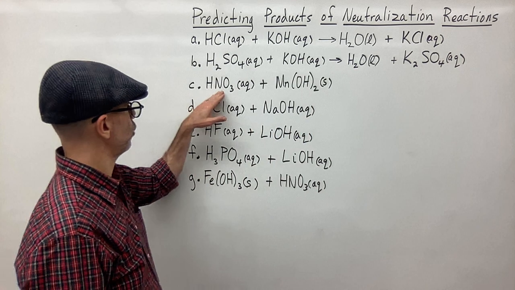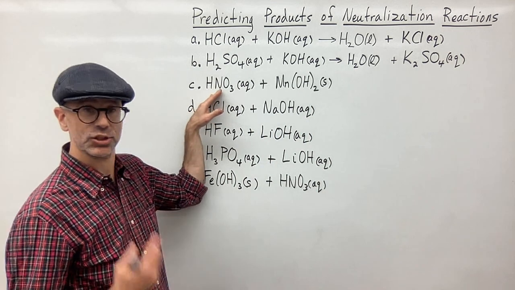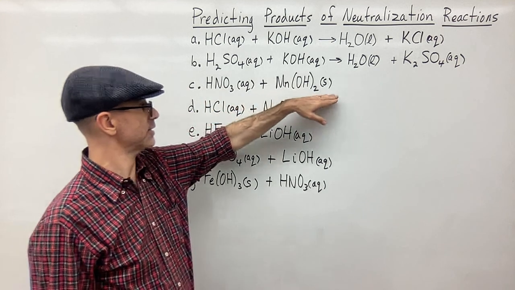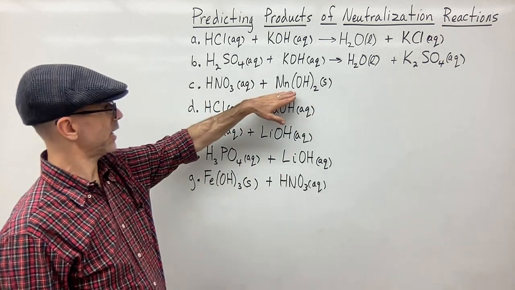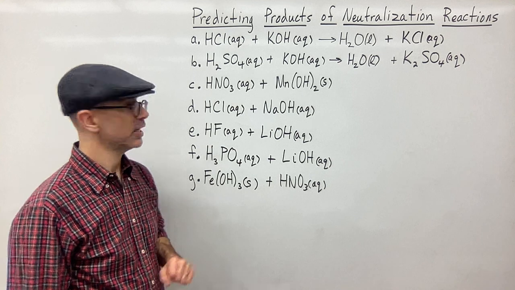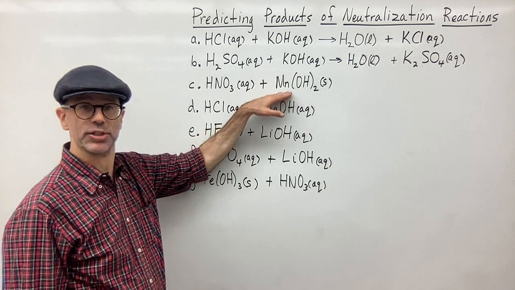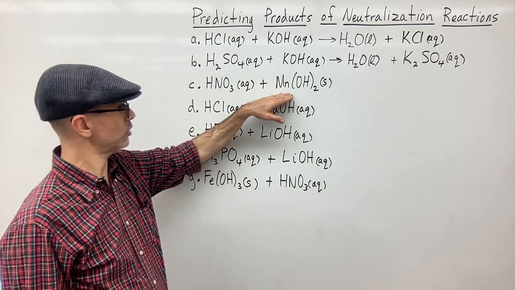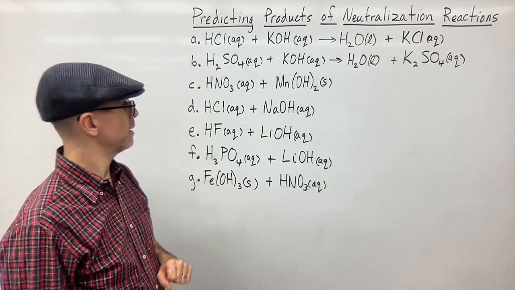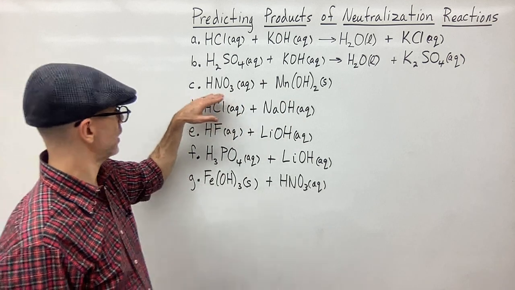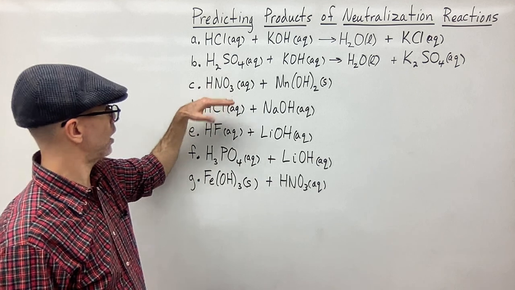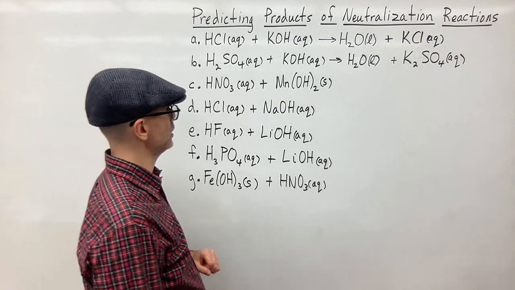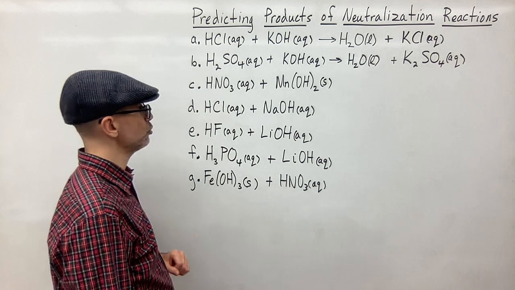Next, we have HNO3, which is nitric acid. That is a strong acid. And then we have manganese hydroxide. This is a solid. This is not a strong base, even though it has hydroxide ion. Remember, it should be group 1 or group 2 metal. This is a transition metal, so not a strong base. So we're going to react the solution of nitric acid with the solid of manganese hydroxide or manganese 2 hydroxide.